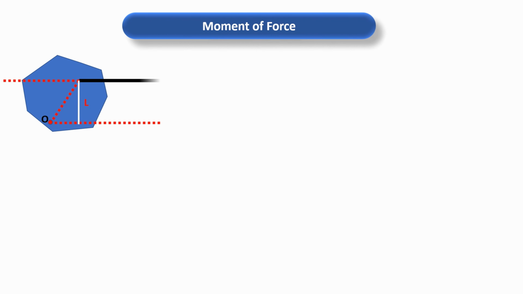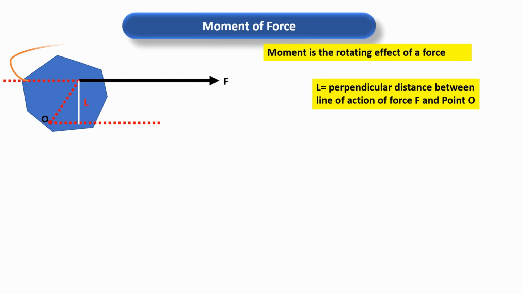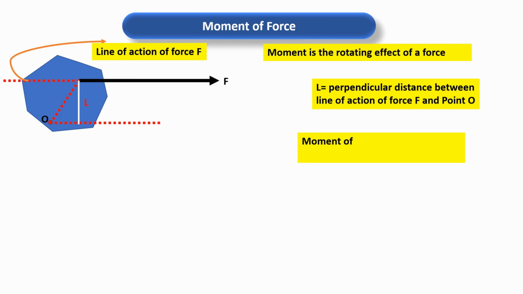Moment is the rotating effect of a force. The effect of this force is to rotate the body about O in the clockwise direction. If the direction is reversed, then it will be in the anti-clockwise direction. If L equals the perpendicular distance between the line of action of force F and point O, then the moment of force F about point O is M equals F into L, Newton meter.